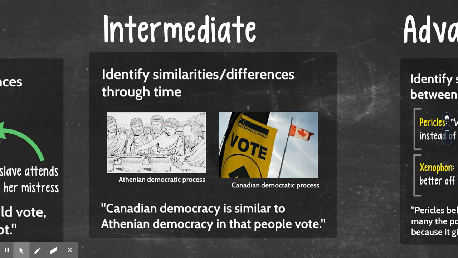If you look at an intermediate version of a similar question, again, we're working with Athenian democracy and we're comparing it to the Canadian democratic process. So in this case, there's a similarity, not a difference, in that Canadian democracy is similar to Athenian democracy in that people can vote.